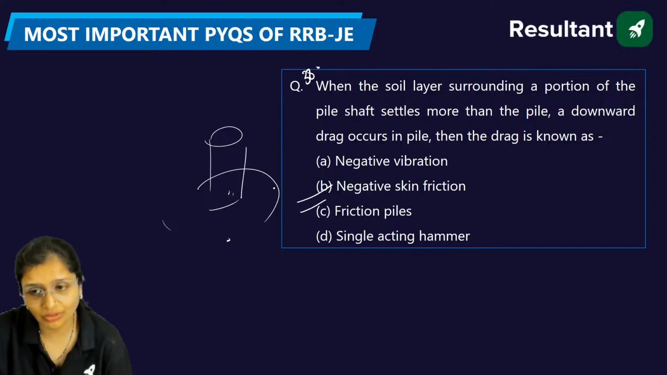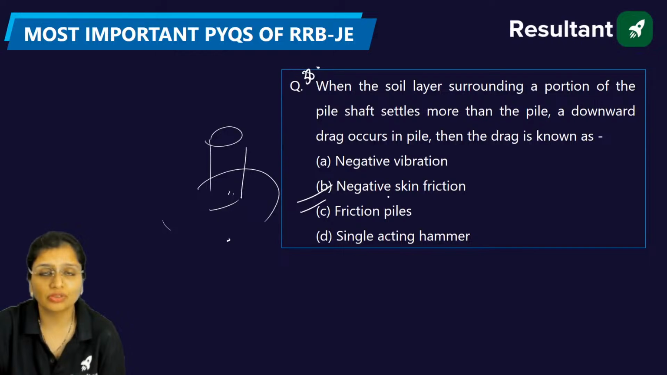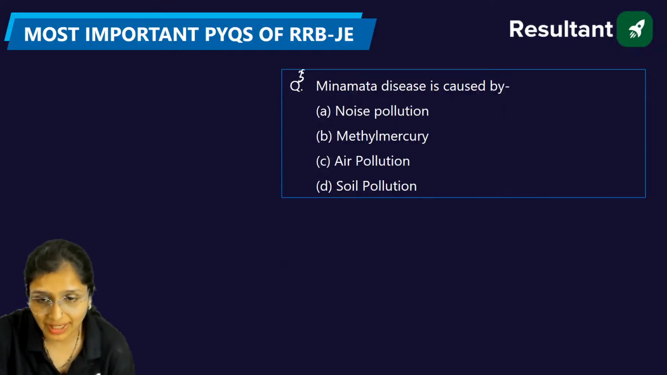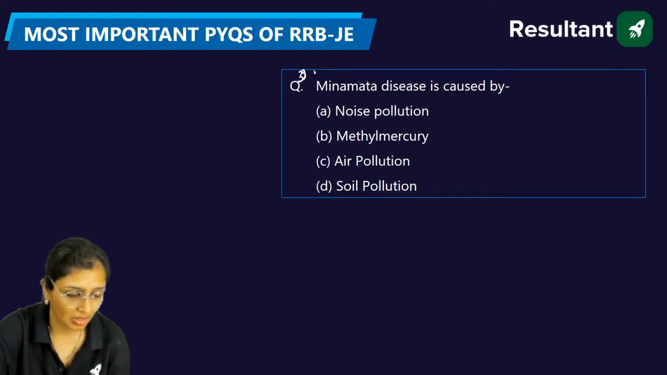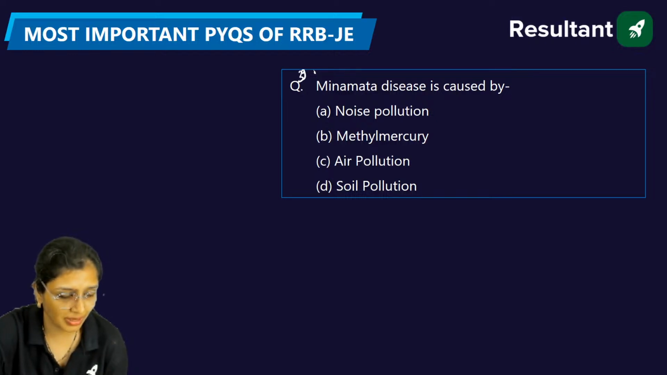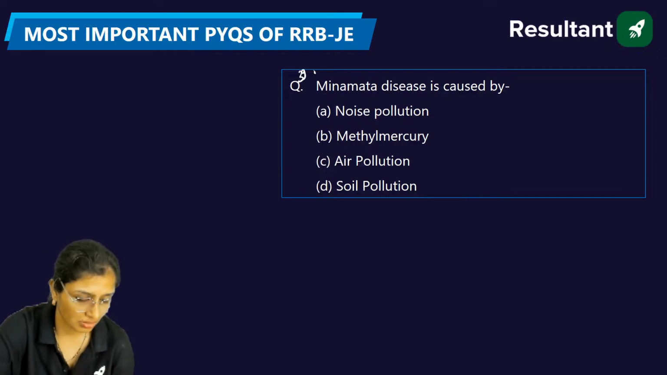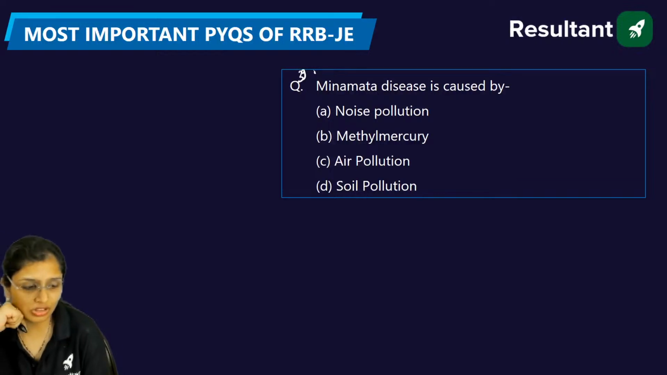Okay, so when the surrounding soil is settling more than the pile, a downward drag force will be acting, and you call it negative skin friction. Now question number 39. Minamata disease is caused by what? Second last question. Minamata disease is caused by?